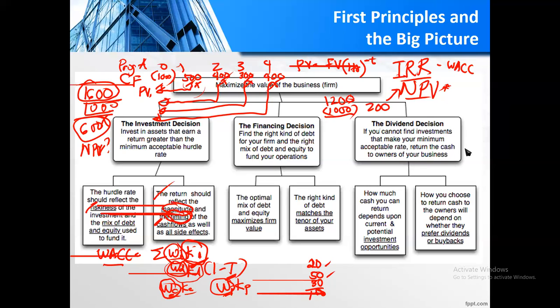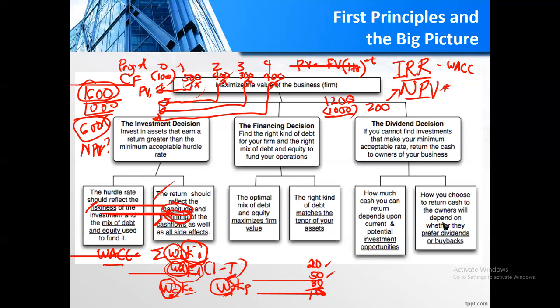Lastly, guys, the dividend decision. If the firm cannot find at the moment investments that earn above the WACC, then it might be best to return the cash first to shareholders, either in the form of dividends or buyback. Okay, the question is how much. There should be a balance between determining how much to return and also reserving some for future potential investment opportunities.